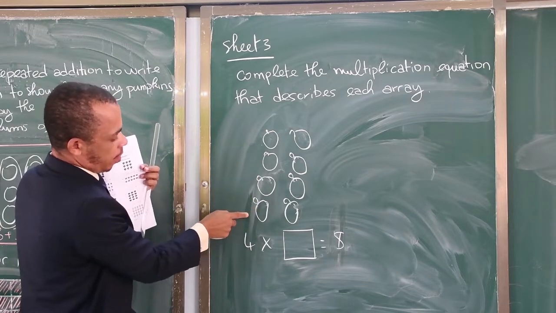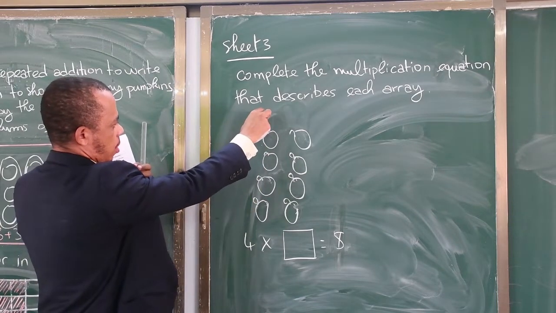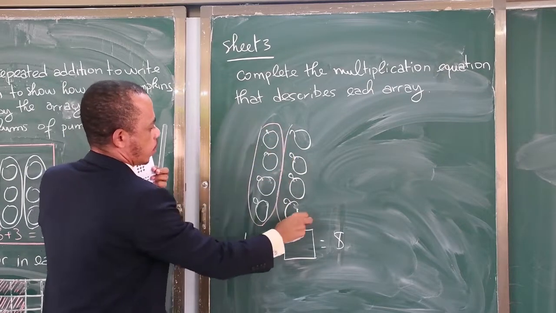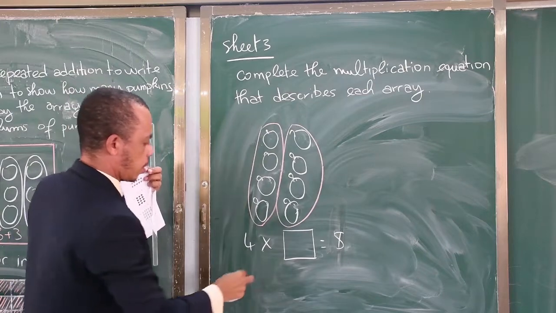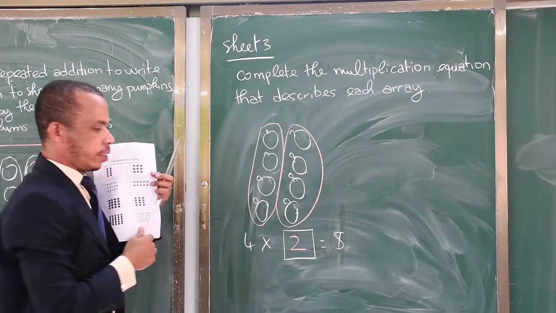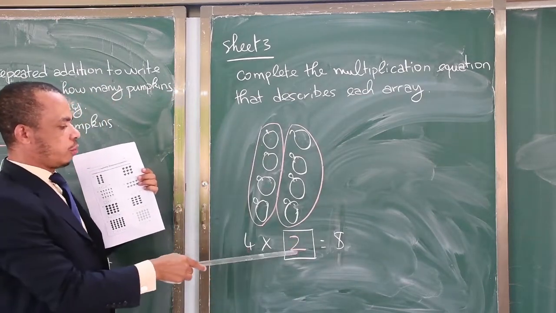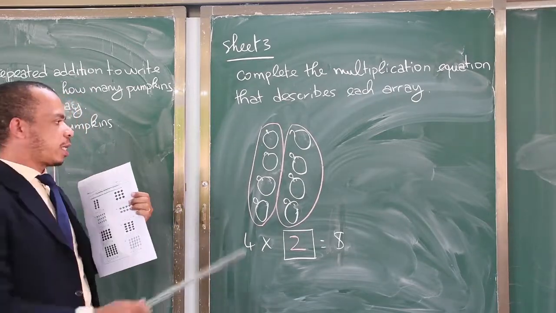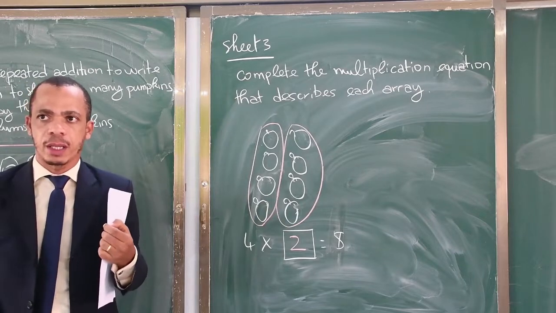1, 2, 3, 4 times 1, 2 columns. It gives what? 4 times 2 equals 8. So I have completed the equation that represents this strawberries array.